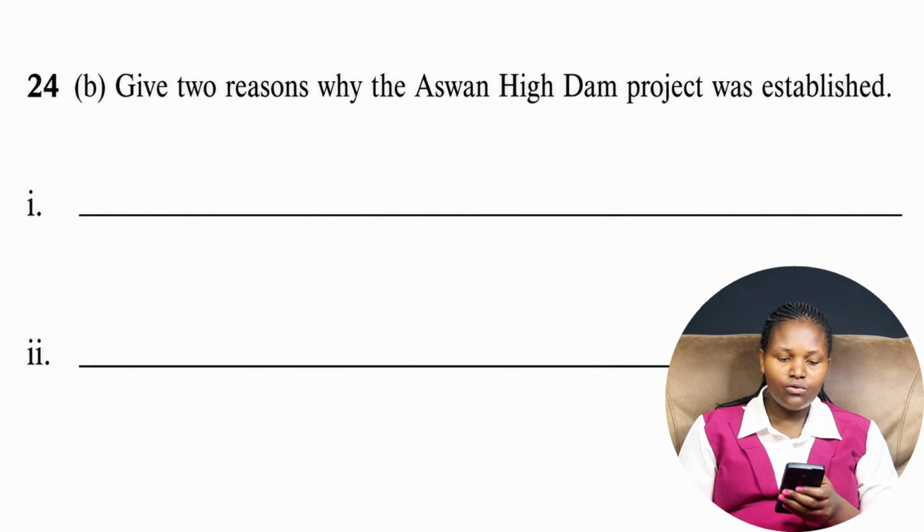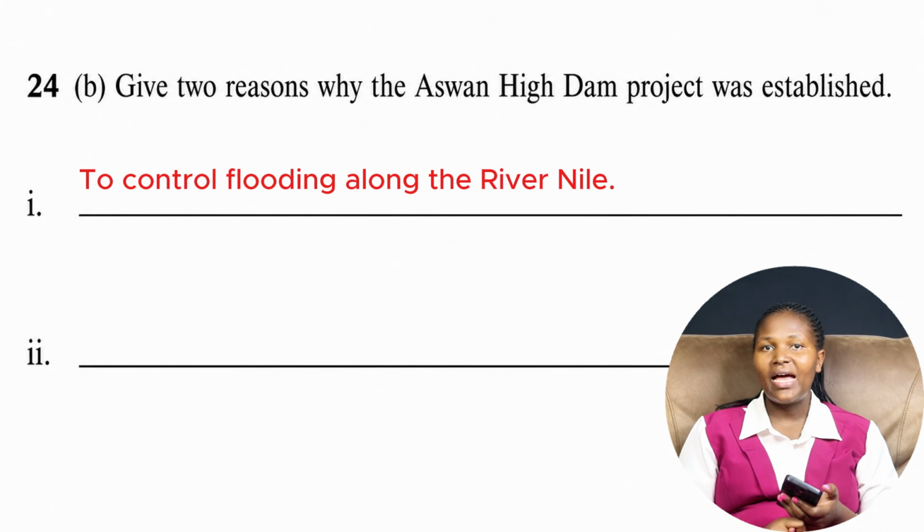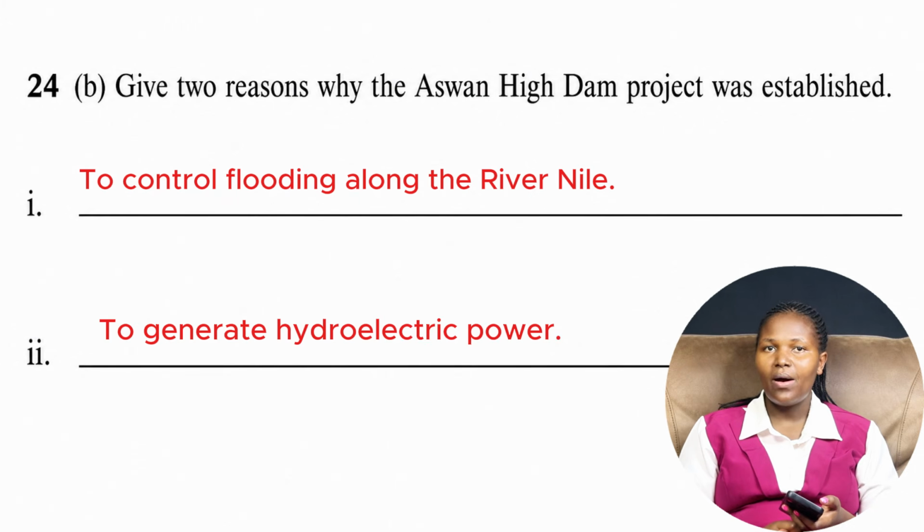Then B, give 2 reasons why the Aswan High Dam project was established. Now, why was it established? It was established, number one, to control flooding along the Nile River. It was also established to generate hydroelectric power and also to help in irrigation, in water storage, and also to improve navigation. So all these options, any two should be correct.